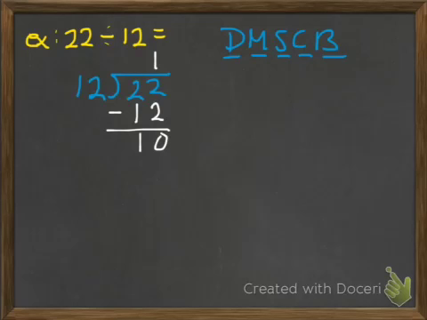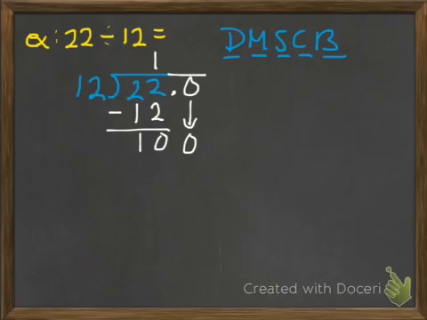I next bring down a digit. Again, I don't have any digits, so I'm going to add an extra 0 and extend the line over a little bit, and I can bring it down. So now I ask myself, how many times does 12 go into 100? Again, this is a little more work. This is where your multiplication facts are actually going to get really tested.